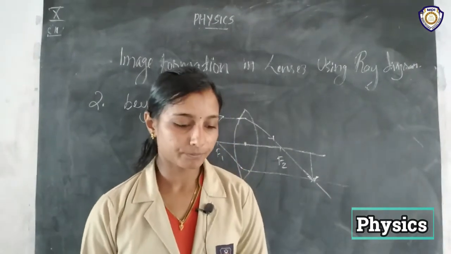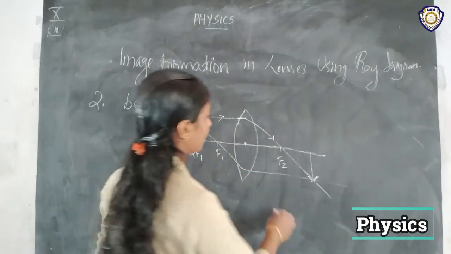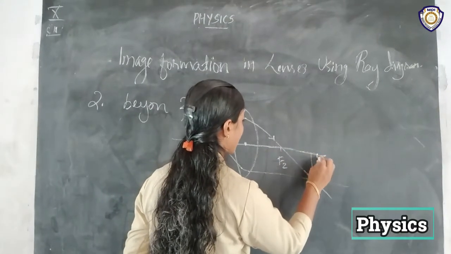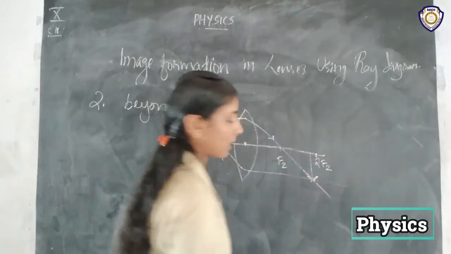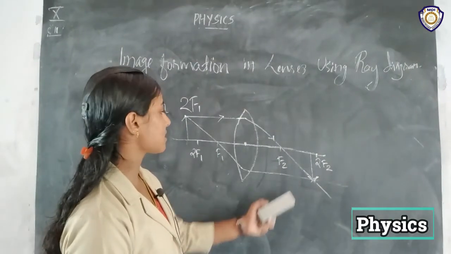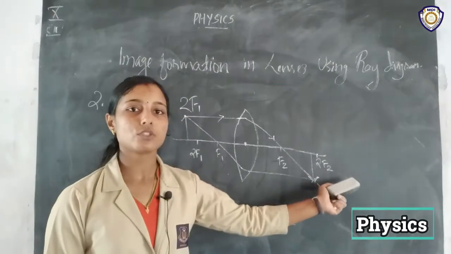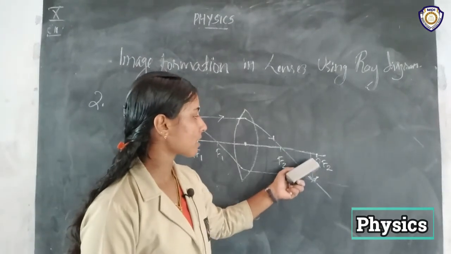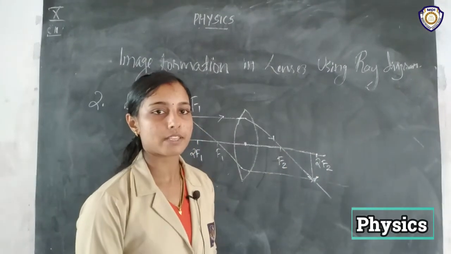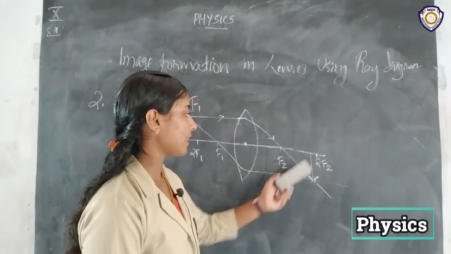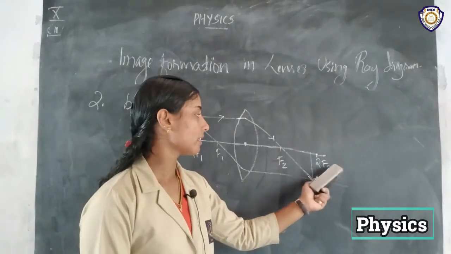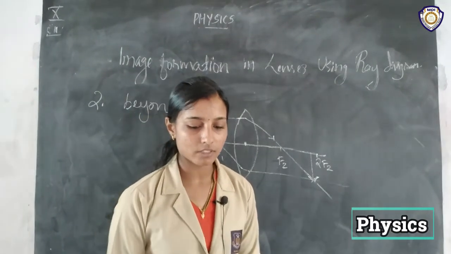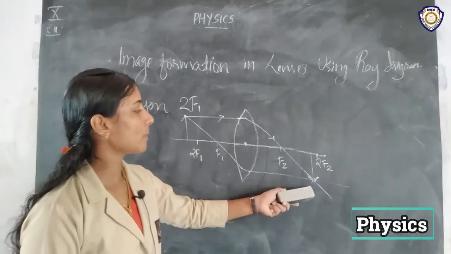So what is the position of the image? Here this is f2, and here also there will be 2f2. So the image formed is in between f2 and 2f2, right? And what is the nature of this image? Yeah, it is a real and inverted image, formed in between f2 and 2f2. And what is the size of that image? Yeah, it should be diminished in size.